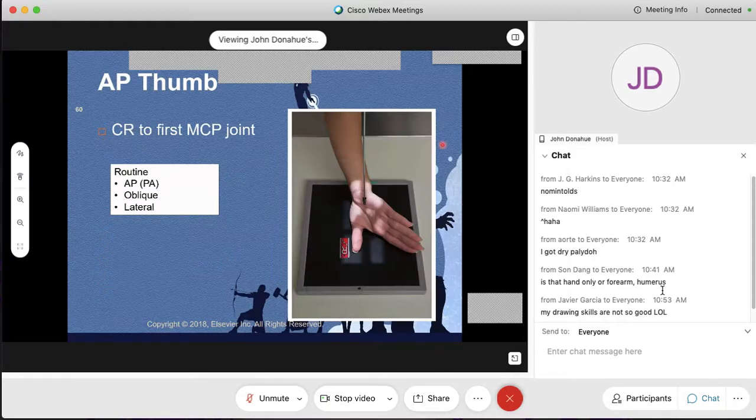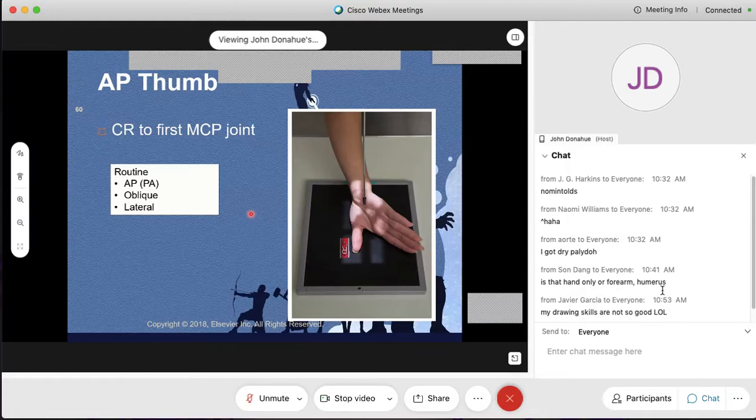So let's talk about the thumb. Like I said, the thumb does have its own category. We isolate the thumb and consider it its own separate exam. So for an AP thumb, the CR will be perpendicular to the first MCP joint. First MCP joint. MCP joint is your knuckle. So if you find the knuckle on your thumb, that's where you want your central ray to be.